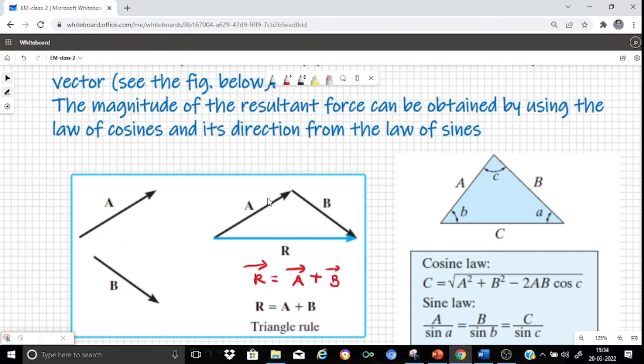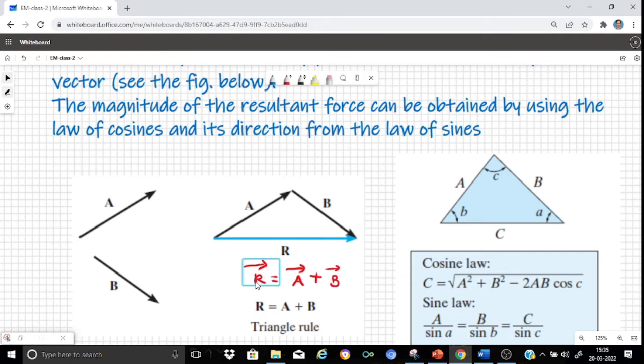Now if the two sides are obtained using vectors A and B, then the resultant can be represented in magnitude and direction by the third side. So here A and B are the two sides of the triangle, and their resultant is represented by the third side. That is, vector R is vector A plus vector B.